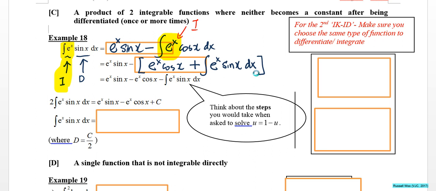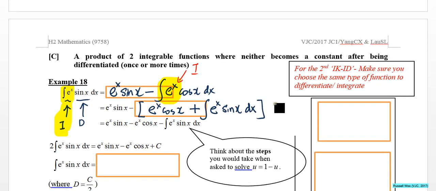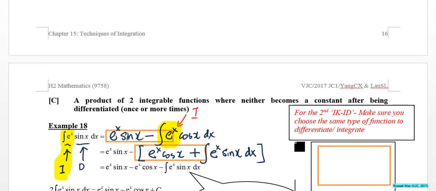Now we have something special. Let's go down a bit. Look. Now we have this. That looks exactly like this. Correct? Yes. Never mind. We simplify.